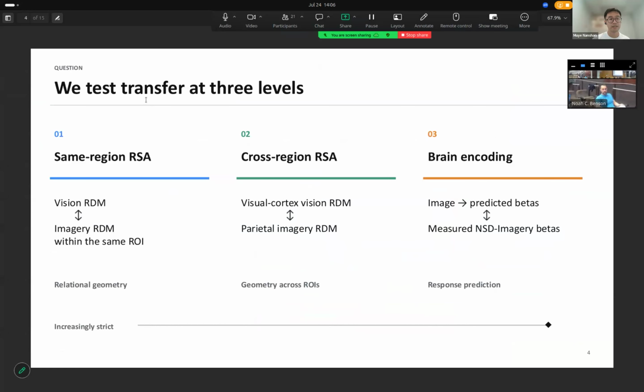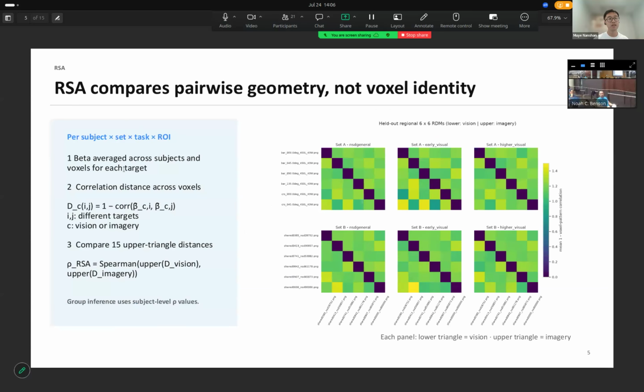For this work, I try to test information transfer at 3 levels. The first one is same-region RSA. We look at the representational dissimilarity matrix during vision and during imagery, and see whether these two are correlated. For the second part, we do some cross-region RSA, to see whether the visual cortex information transfers to the parietal cortex. The third part is about brain decoding.